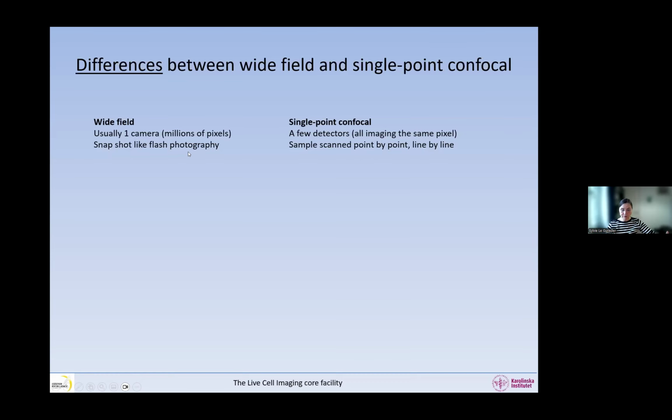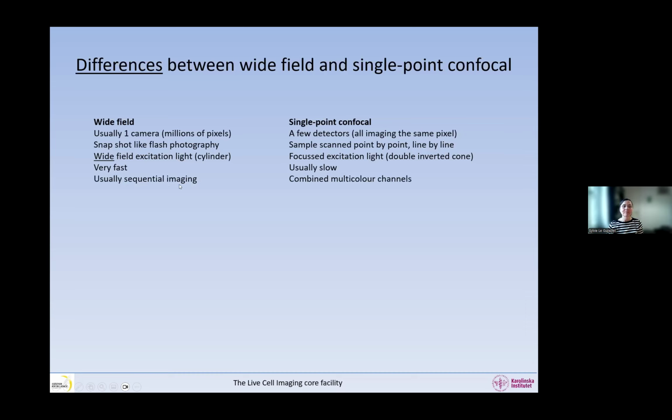We illuminate the whole field of view and we collect the light from the whole field of view at the same time. Whereas on the single point confocal, we scan the sample point by point and line by line. So the illumination is a cylinder in wide field, and it's a double inverted cone in single point confocal. It's focused on a single point in confocal, and in wide field, it's wide. So that's why it's called wide field. So for that reason, in general, a wide field system is very fast, and a single point confocal is usually slow. But we'll talk about speed as well.